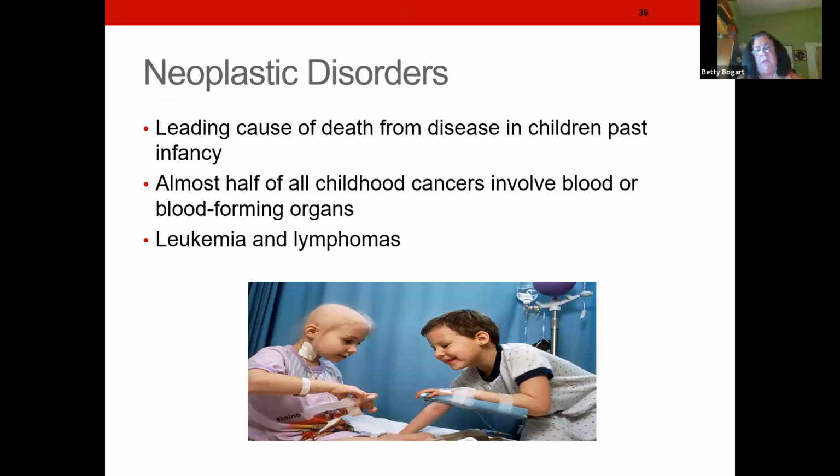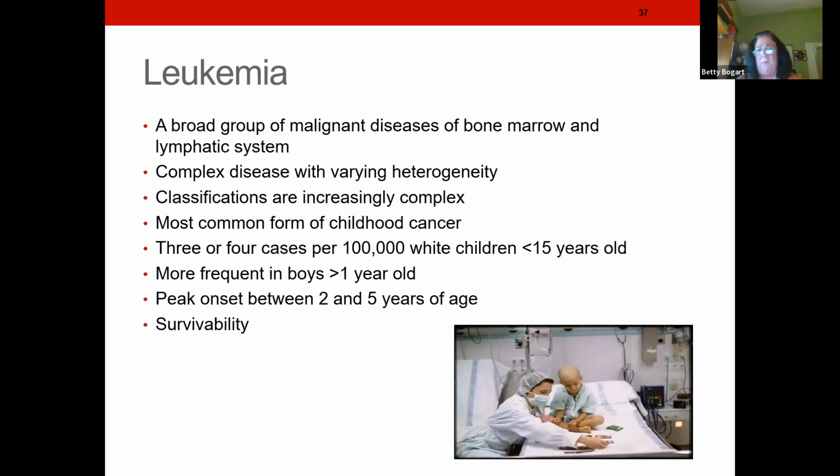All right, we're going to go into some cancers. We know there's leukemias, there's lymphomas. We're going to start out with leukemia. There's two types of leukemia: acute lymphocytic leukemia and acute myeloid leukemia. ALL, AML. ALL is easier to treat. AML is more difficult to treat, just to let you know.